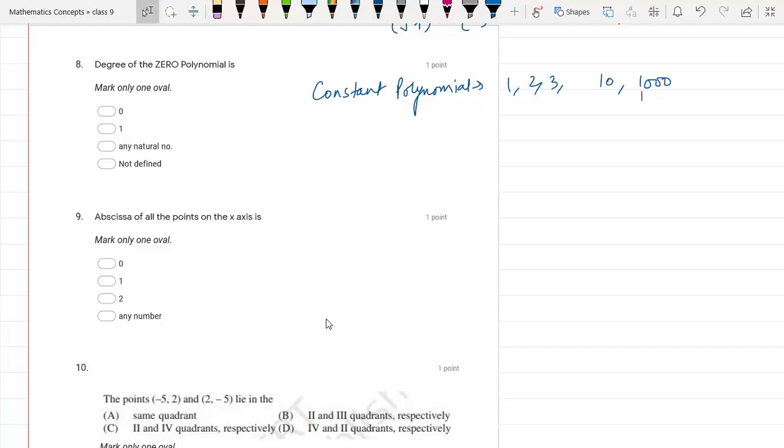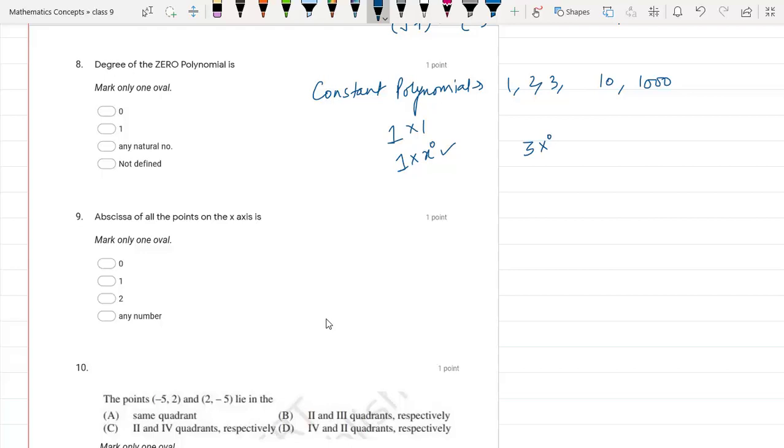Okay, so we were discussing constant polynomials. If the number is 1 only, there is no variable with it, so we have to bring the variable from our side. We can write 1 as 1 into 1, and we know 1 can be written as x power 0. So we say the degree of a constant polynomial is always 0. Similarly, if the number is 3, I can write it as 3 into x power 0.